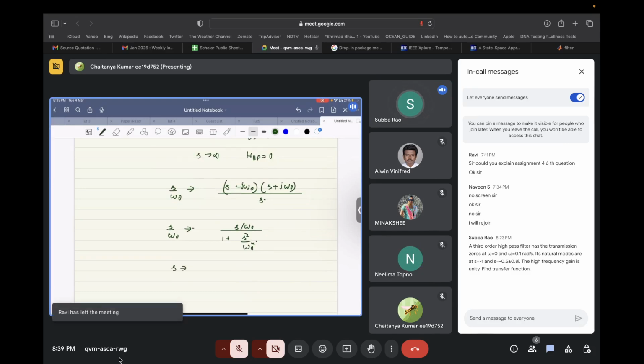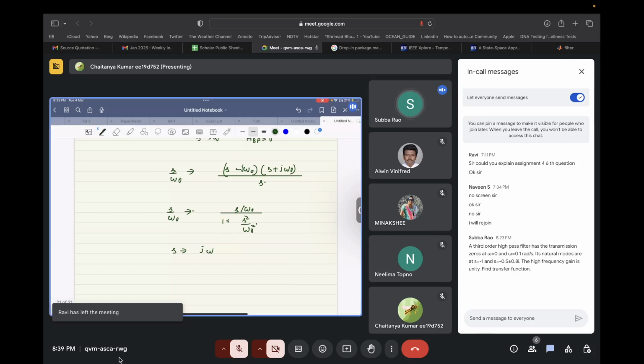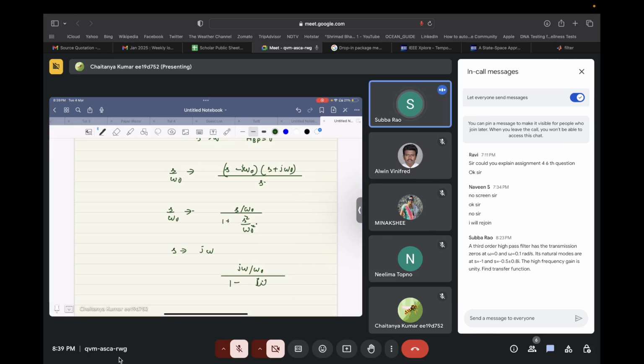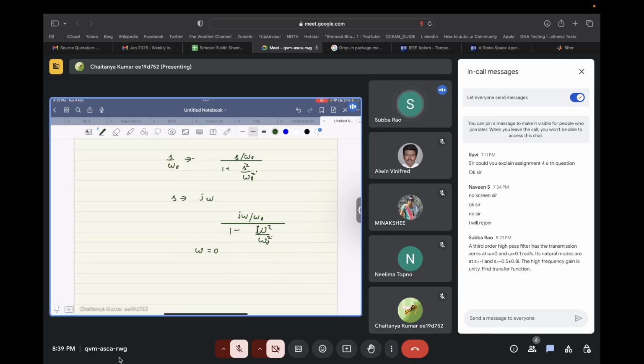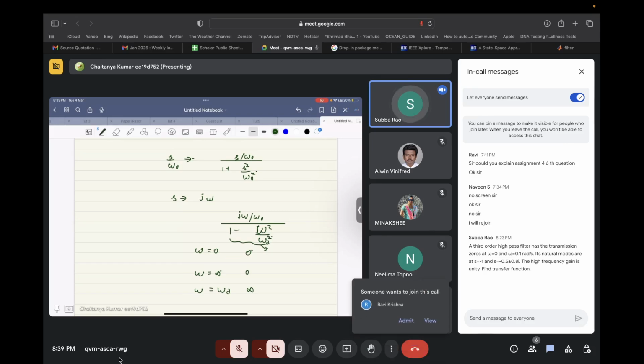here, okay, if we replace S by j omega, we get j omega by omega naught divided by 1 minus omega square by omega naught square, right? So let's evaluate. At omega equal to 0, this term becomes 0. At omega equal to infinity, this term again becomes 0. At omega equal to omega naught, this term becomes infinity. So it may be 1 minus s square by omega naught square. If I type like that, it will work. 1 minus s square by omega naught square.